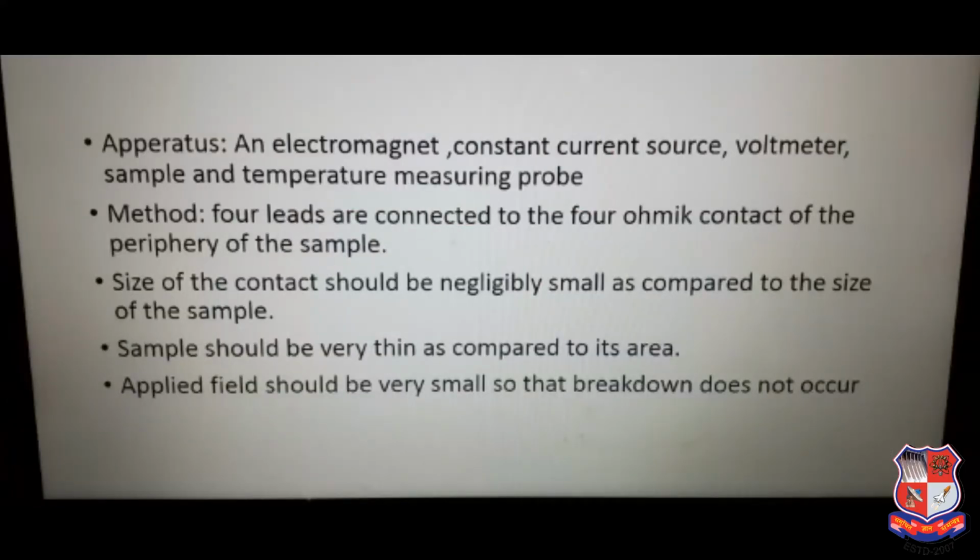Apparatus required for the Van der Pauw method are an electromagnet, a constant current source, a voltmeter, a sample, and temperature measuring probes. Method: 4 leads are connected with the 4 ohmic contacts on the periphery of the sample. Size of the contact should be negligible compared to the size of the sample. That means the sample is supposed to be of larger size than the size of the contact. The sample should be very thin as compared to its area. Applied field should be very small so that breakdown does not occur.